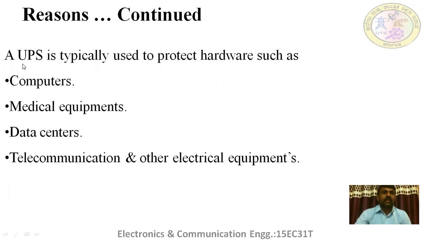Also, the UPS is typically used to protect hardwares such as computers. We know that fluctuations of power causes data loss, also causes damages to the softwares installed in our computers. And medical equipments. This is particularly in ICU, intensive care unit. Interrupt free power is required in ICU, okay, to monitor patient conditions.